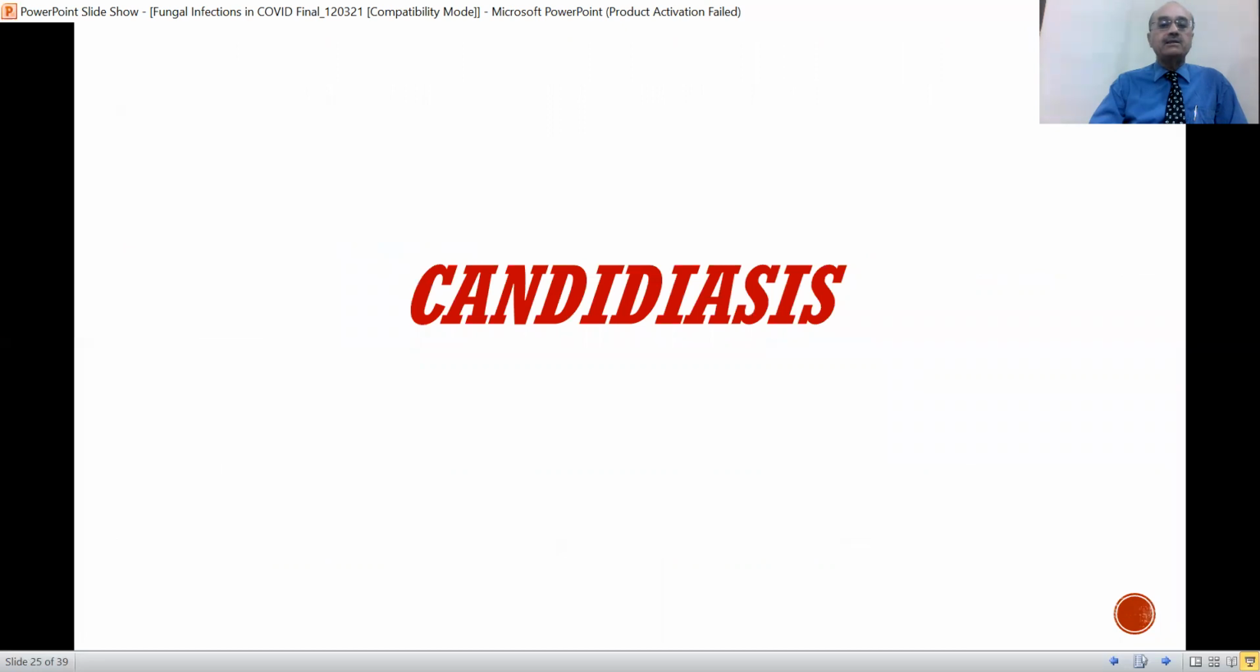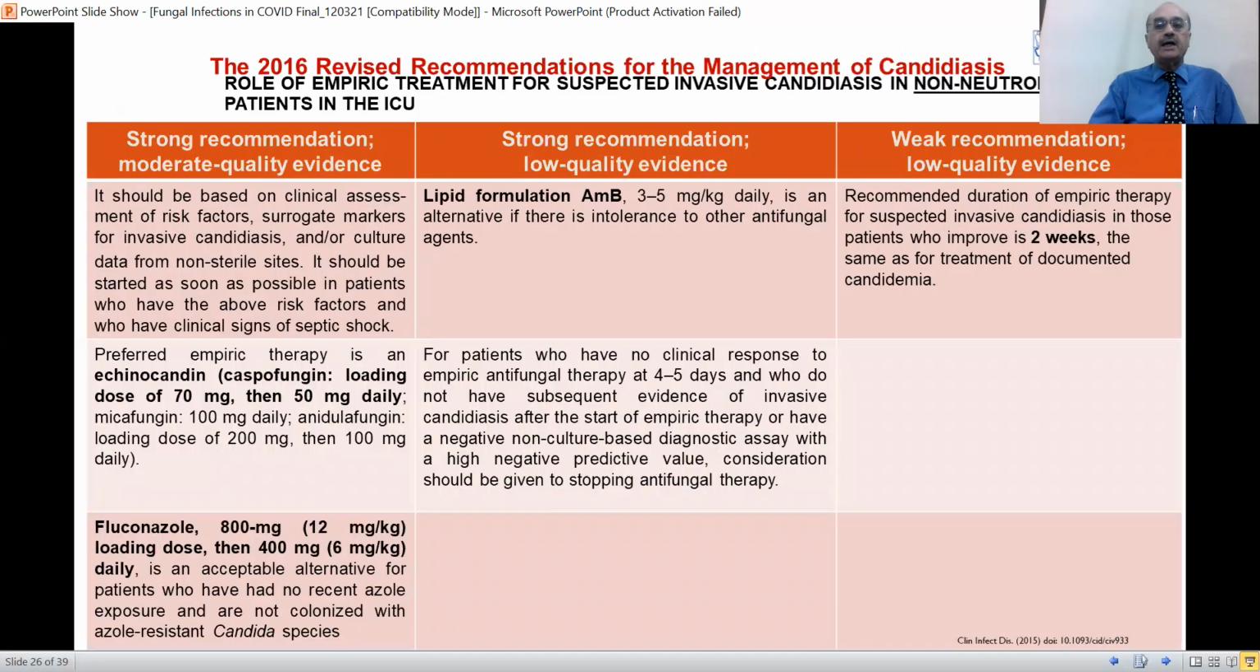Coming to candidiasis, both in non-neutropenic and neutropenic patients, the diagnosis of invasive candidiasis has to be made basically on clinical assessment, risk factors, surrogate markers like beta-D-glucan or galactomannan, and culture, if possible, from sites like blood culture or probably the bronchial wash, if it is available or if it is possible to do in that patient. And once you make a suspicion of candidiasis, the treatment should be started as soon as possible.